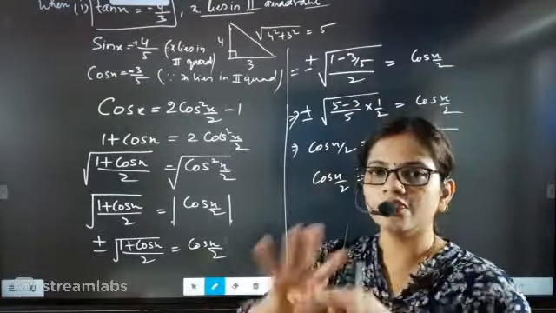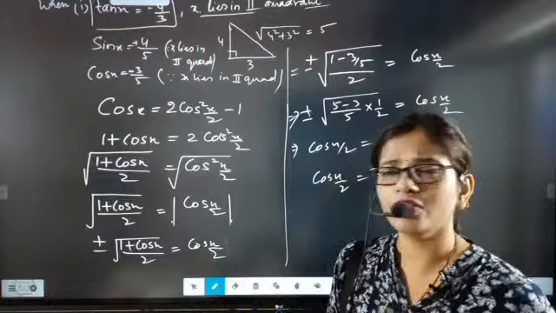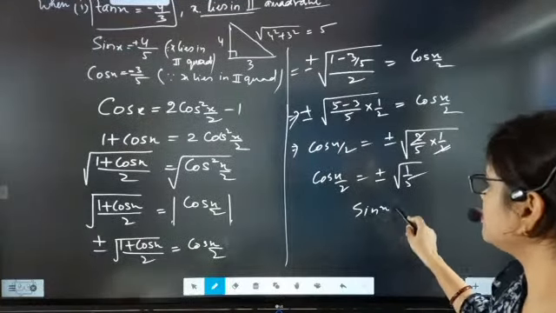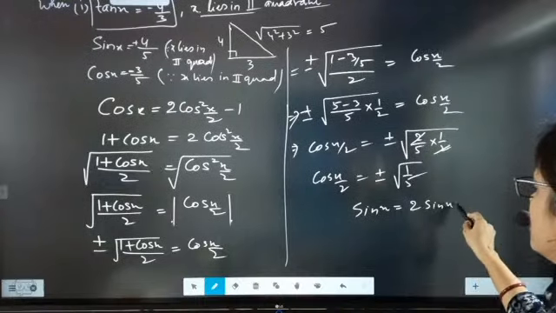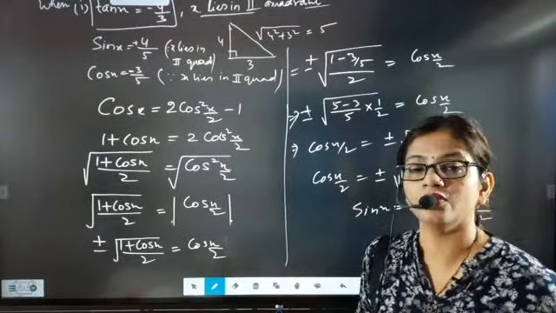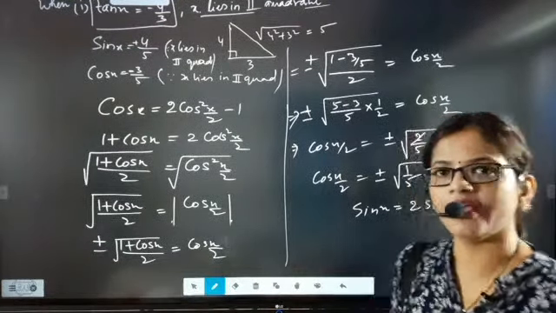Sin x by 2. Then which formula should we use? Are we going to use the formula sin x equals 2 sin x by 2 into cos x by 2? Never. I am not going to use this formula. You know why? Because this is going to put me in a trap.